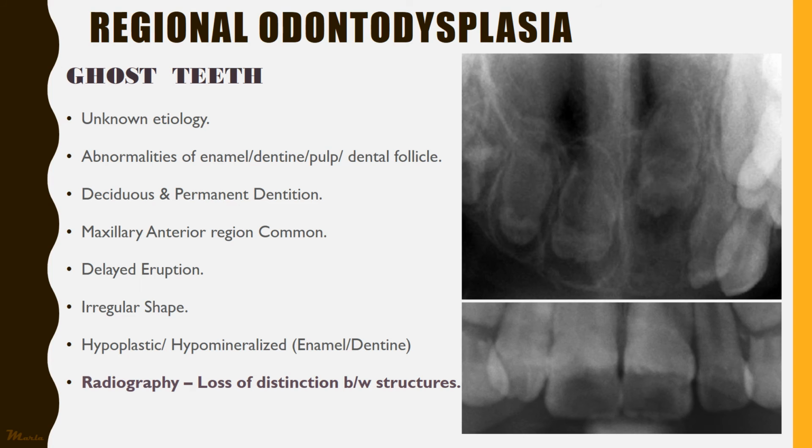between enamel and dentin. It should be noted that in a normal tooth, the radiopacity of enamel is much more than that of dentin. Because in regional odontodysplasia all the structures of the teeth are affected, there is a difficulty in radiographic delineation between these structures. Hence, it gives rise to a hazy radiographic appearance, because of which it has been referred to as ghost teeth.